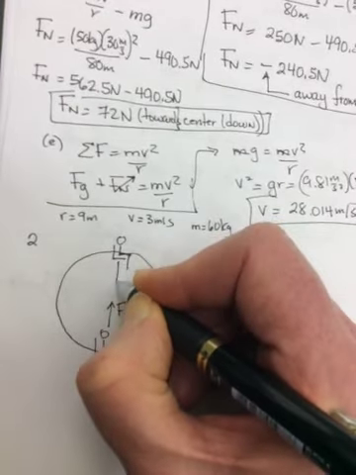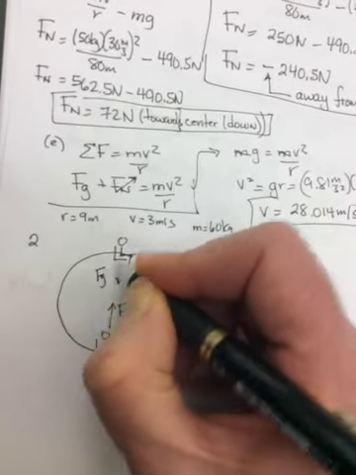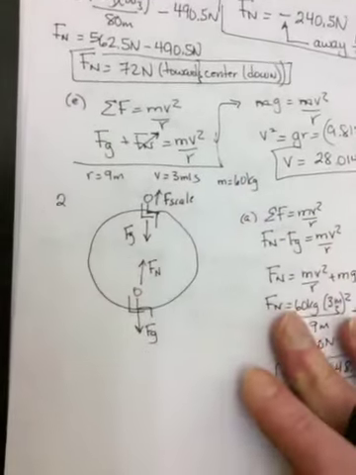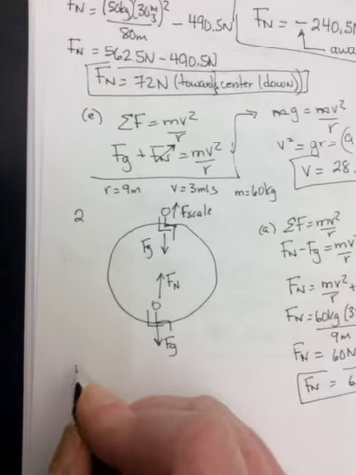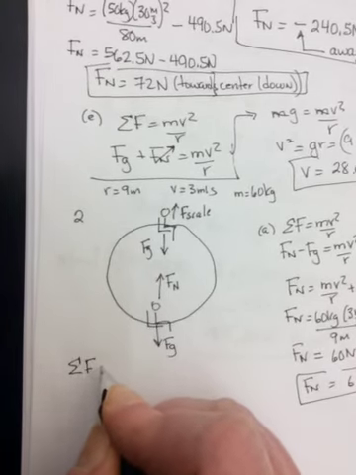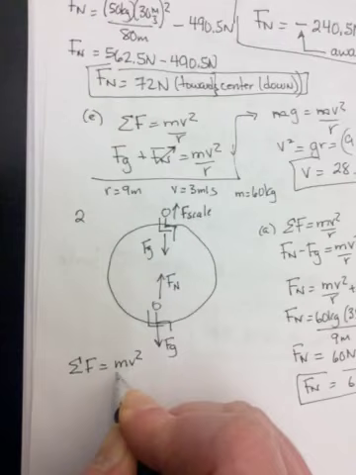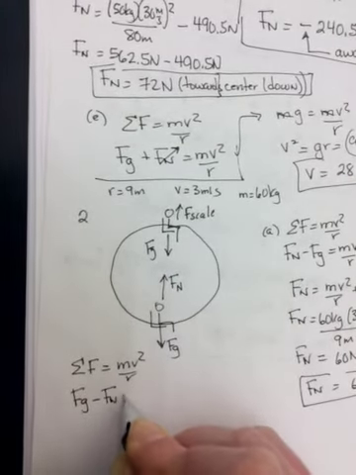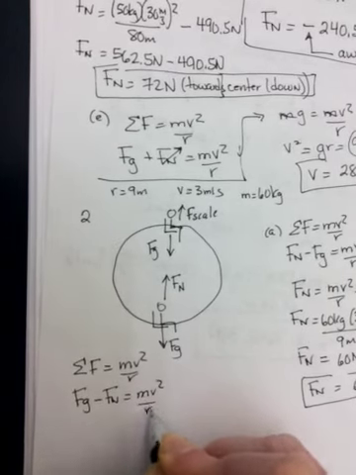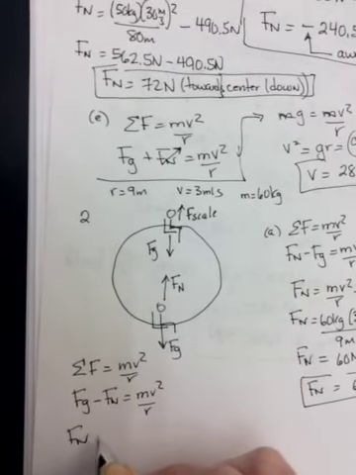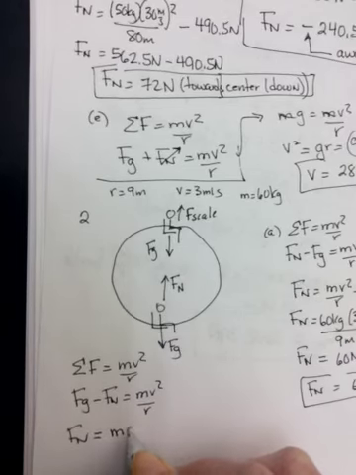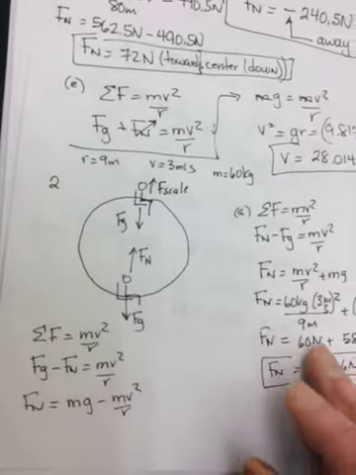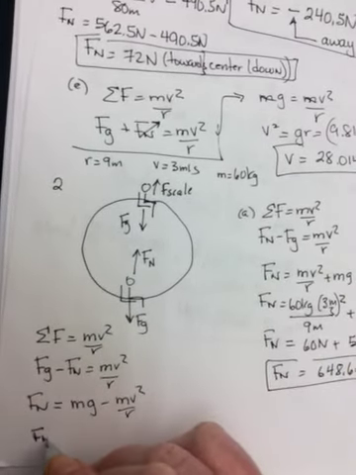So at the top, Fg is acting down, and the scale is acting up. The Ferris wheel's not going so fast that your butt's going to come off the seat, I don't think. So the sum of the forces will equal mv squared over r. This time it'll be Fg minus Fn is equal to mv squared over r. So taking the Fn over, bringing the mv squared over r over, it should be mg minus mv squared over r.